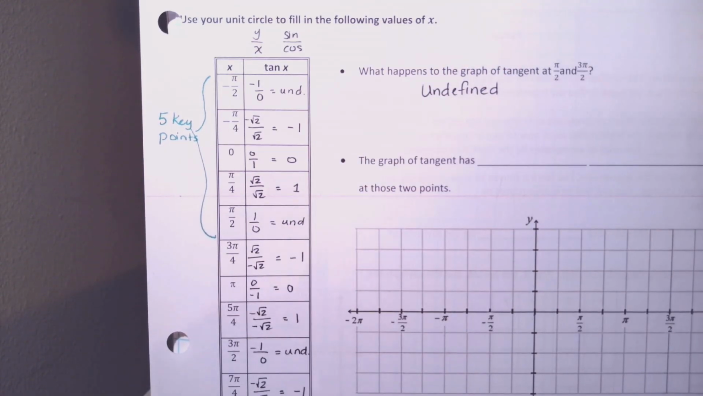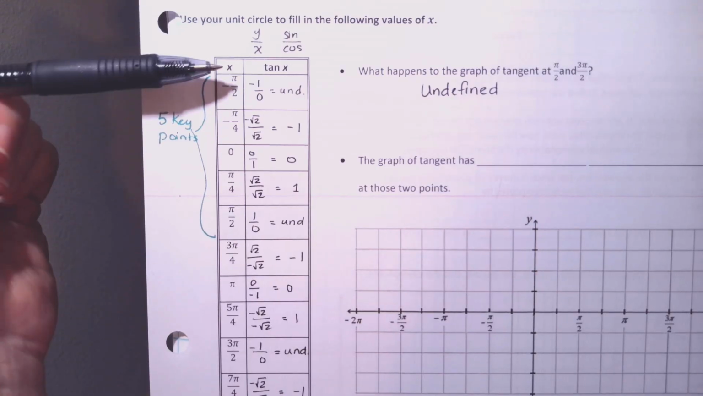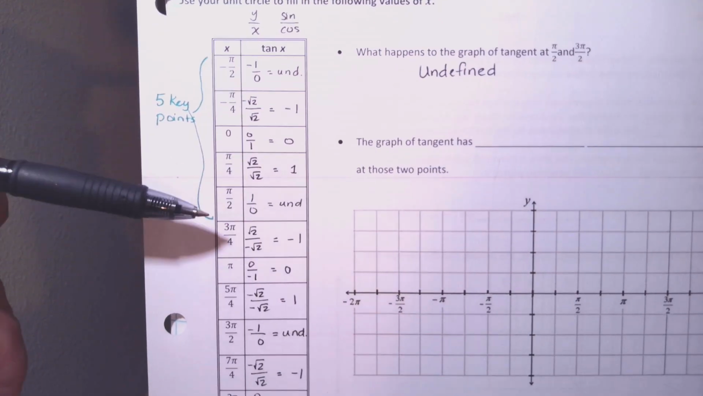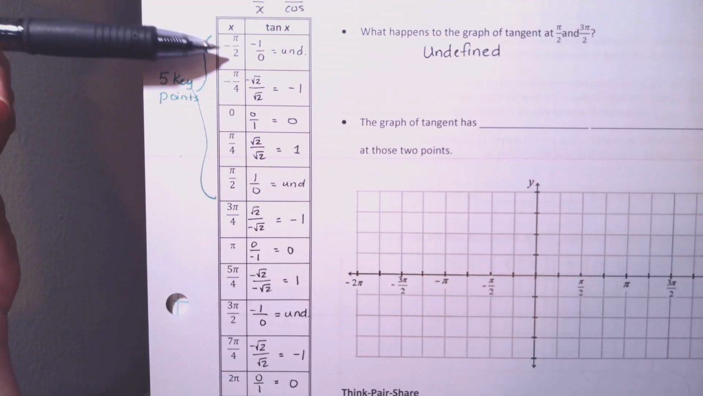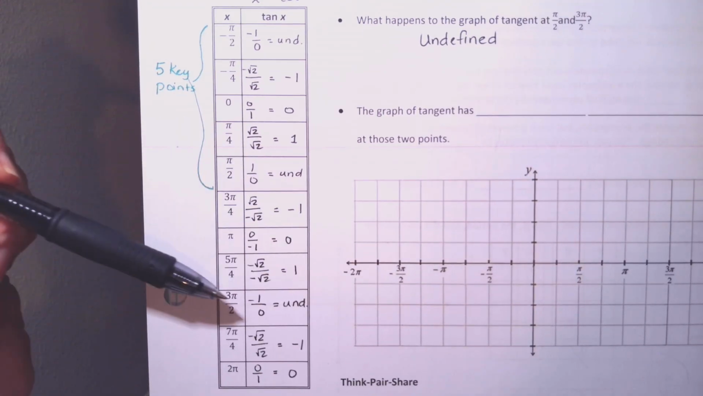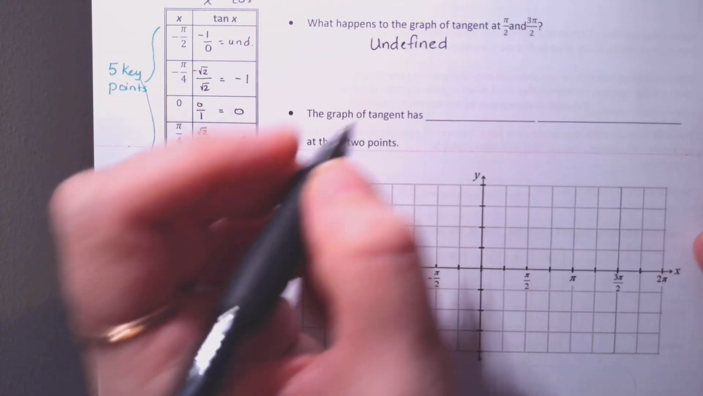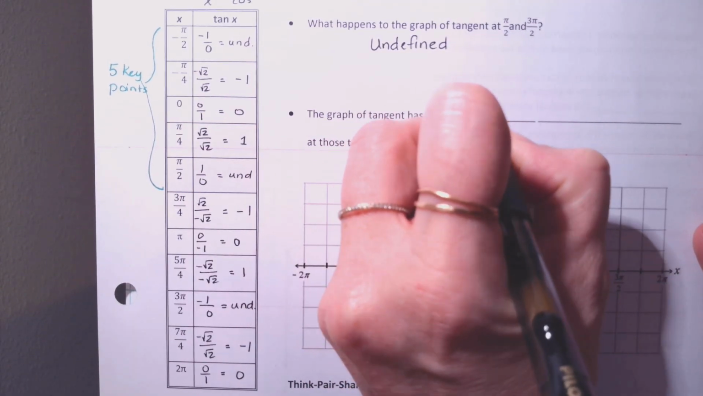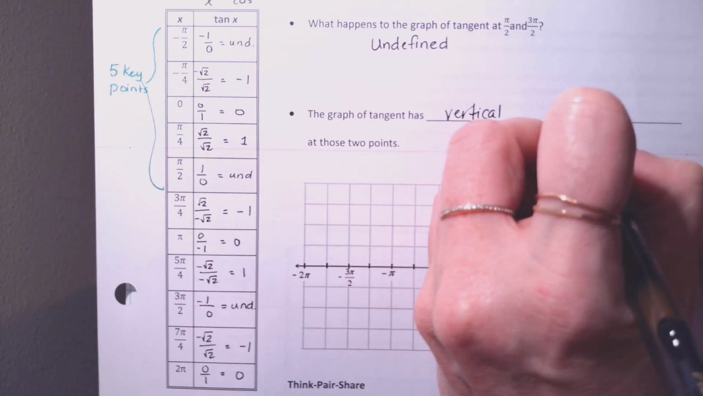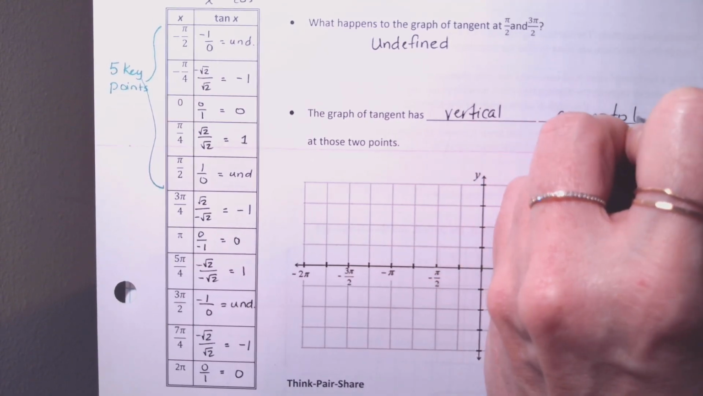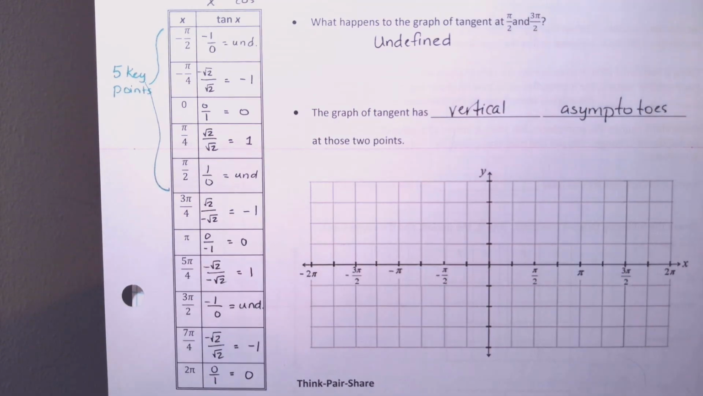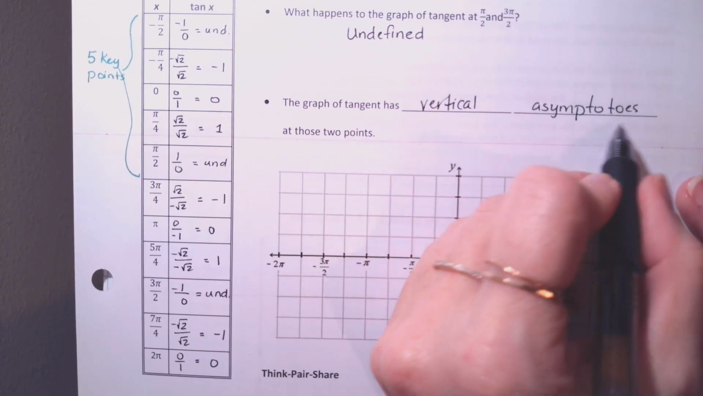Which means that at those places, at negative pi over 2 and basically intervals of every pi after that, if we go another pi and then another pi, there's going to be vertical asymptotes there. Vertical asymptotes. And there's going to be vertical asymptotes every pi after that.